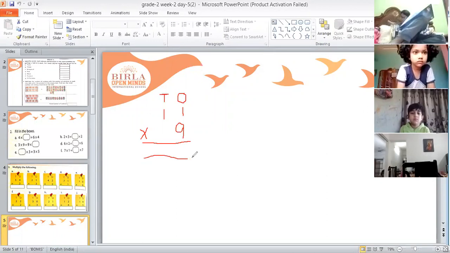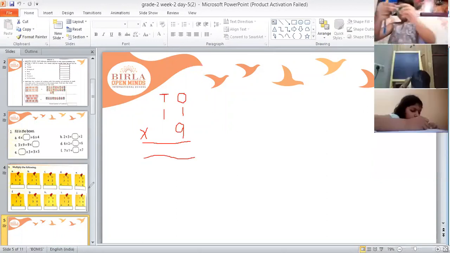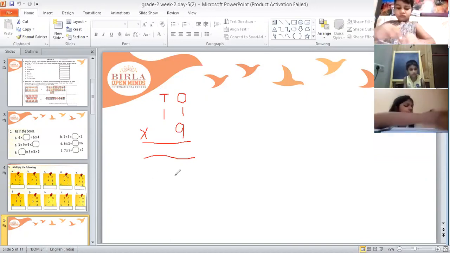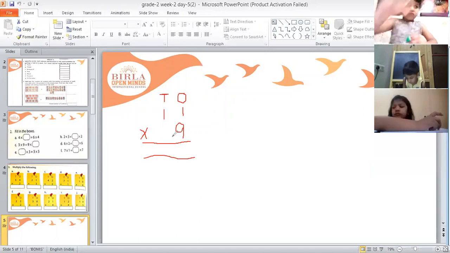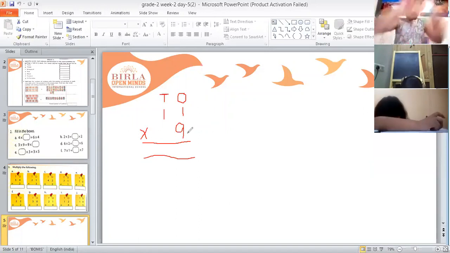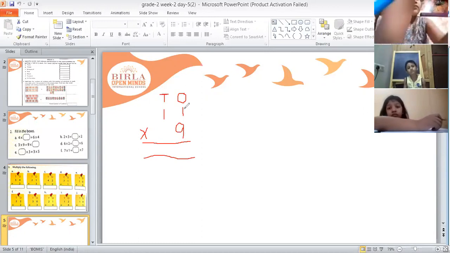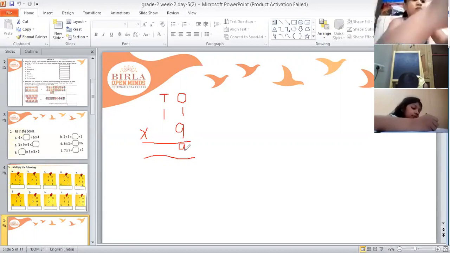Now what we'll do? This time beside this multiplication symbol, number is 9. You all can see that beside this multiplication symbol, number is 9. So we'll recall 9 table. First we'll multiply this 9 with the 1 which is in 1's place. So 9 ones are 9. So we will write 9 here in 1's place.